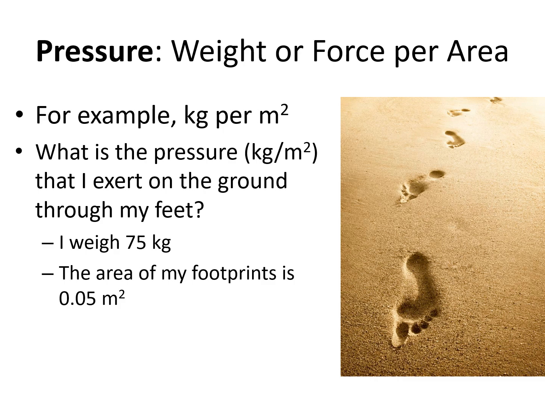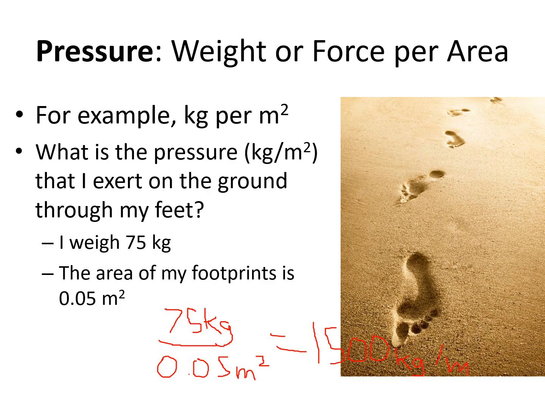Their body has weight, and that weight is applied through the surface area of their feet if they're standing up. So we'll apply this for myself. I weigh 75 kilograms more or less, and I estimated the area of my footprints is about 0.05 meters squared. So if we've got 75 kilograms applied to an area of 0.05 meters squared, we can just do some simple math, and I'll whip out my calculator here: 75 divided by 0.05 equals 1,500 kilograms per meter squared.